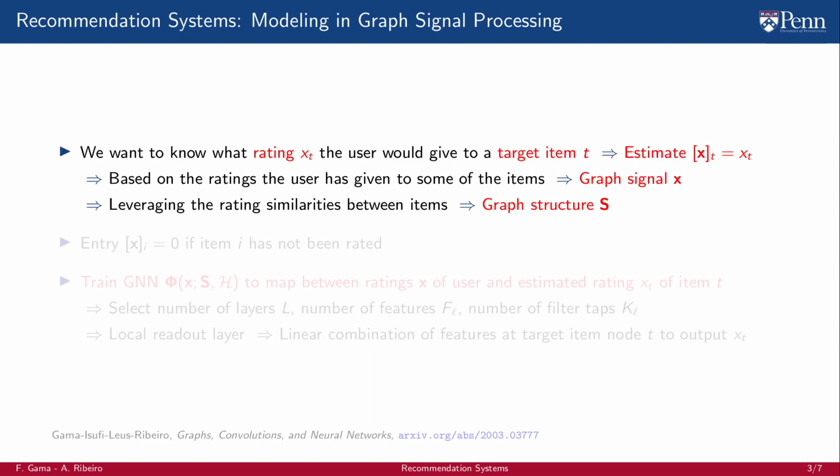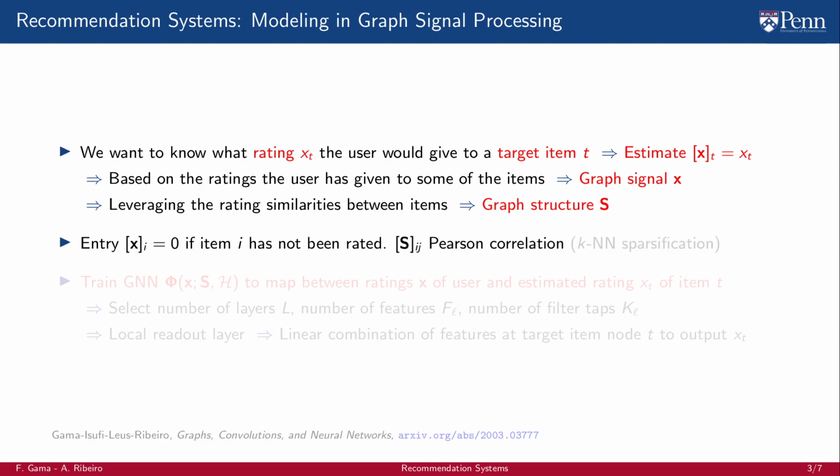In graph signal processing terms, we want to estimate the tth entry of the graph signal, which corresponds to the rating value xt. We want to do this based on the graph signal x, which contains the ratings the user has given to some of the other items, and we want to leverage the graph structure S that encodes the rating similarities between the items. Note that, since the user has not rated all the items in the collection, some entries of the graph signal x will be set to 0.